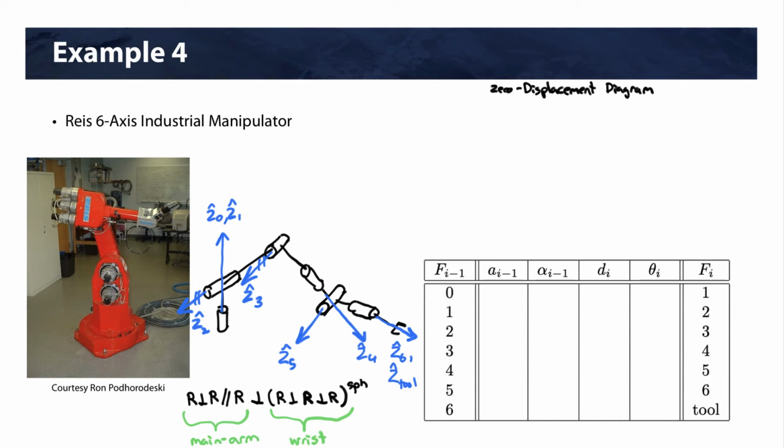Okay, so for this robot, we're going to draw the 0 displacement as follows. We're going to assign Z0 here, and we're going to have X0 here. By convention, we'll have Z1 collinear with Z0, which in 0 displacement means X1 is here. All right, we know joint 2 is perpendicular to joint 1 and it intersects. So this is going to be Z2, and in 0 displacement, we'll have X2 here.